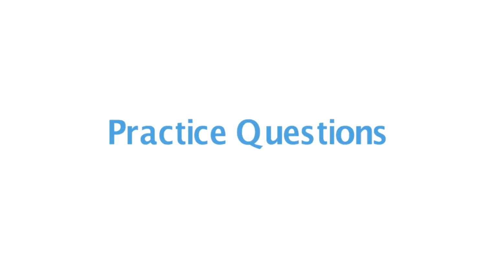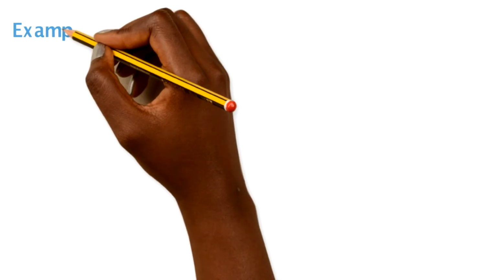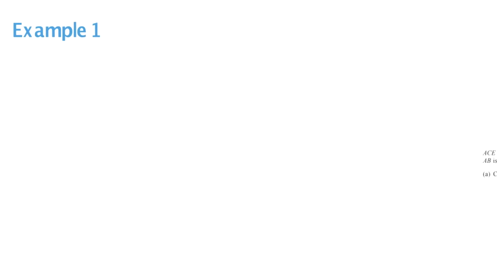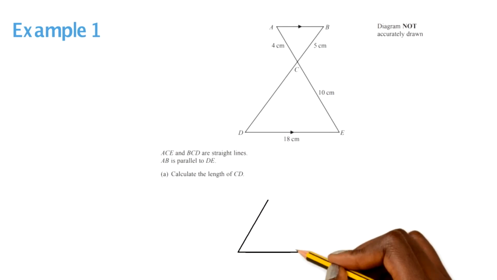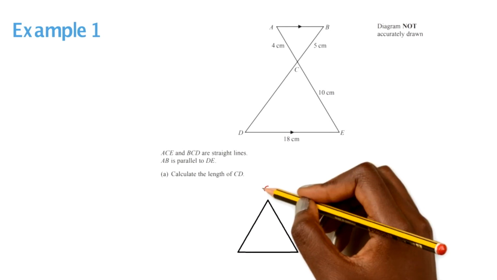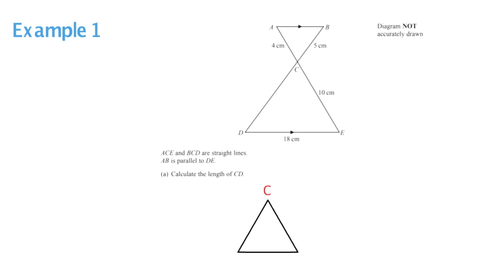Now we're going to have a look at some practice exam questions for you to properly understand this topic. Example 1. In this scenario, it's kind of flipped up and down, but we need to work out the length of CD. Again, what I would do is draw out these triangles, but like I said previously, if you already have a good eye for this, then you don't have to do that.